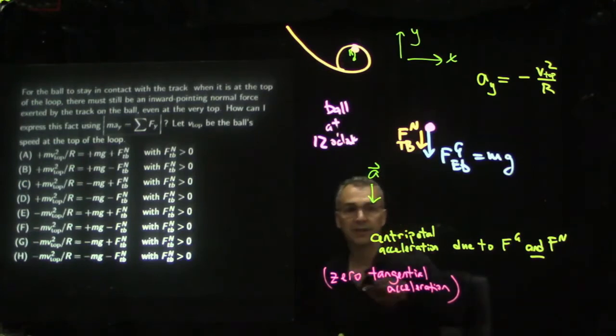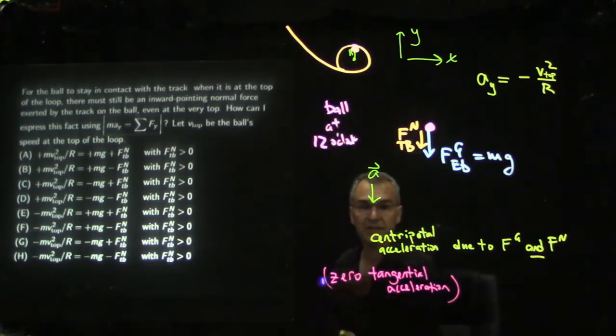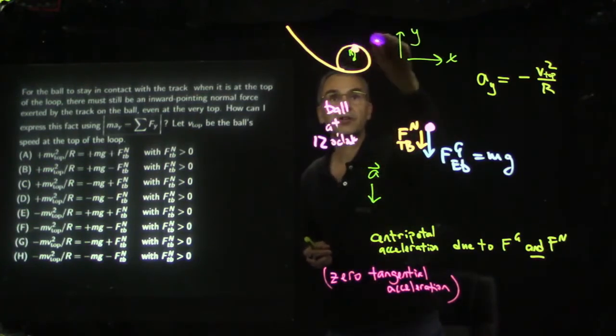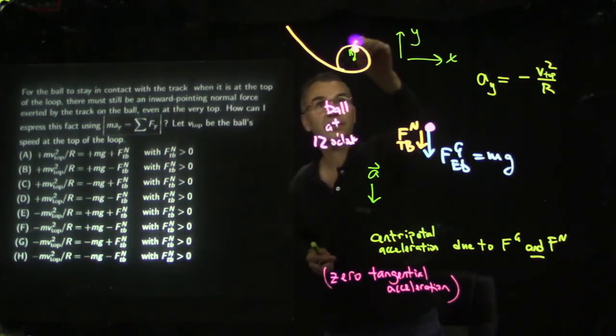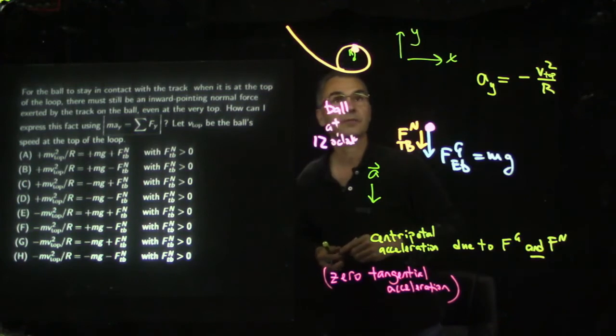By the way, I wrote down, but I neglected to mention, at this instant when the ball is at the top, the tangential acceleration is 0 because there are no tangential forces, unless you think that friction is slowing the motion down a little bit. But neglecting friction, there are no tangential forces. So gravity is centripetal here, and the normal force is centripetal here. So the tangential acceleration at this instant, unless you count friction or air resistance, is 0.